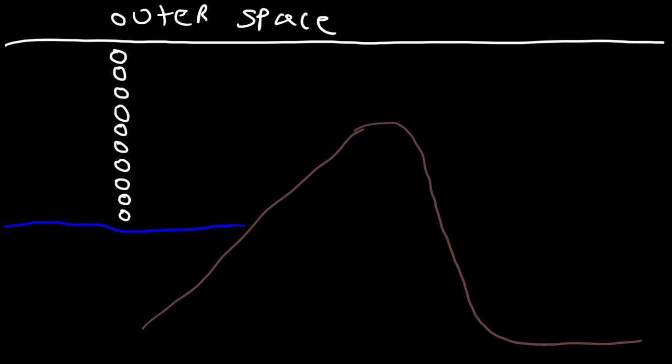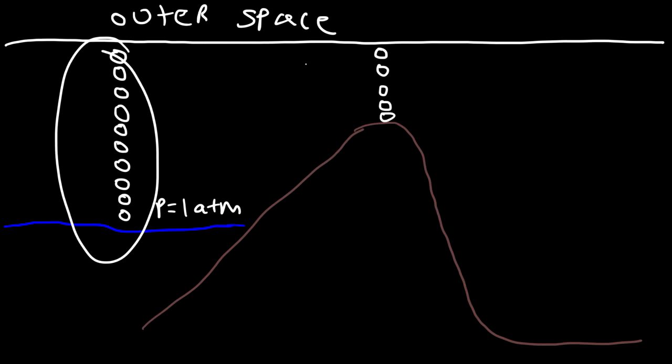So right now, between outer space and sea level, I have 10 molecules stacked together. Let's say they're identical molecules, and the pressure at sea level is 1 atm, which correlates to the weight of those 10 molecules. Now, let's say at the top of the mountain, I can only stack 5 molecules. So clearly, this is going to have twice the weight of the 5 molecules, because you have 10 molecules. And so the pressure will be 2 times as great.